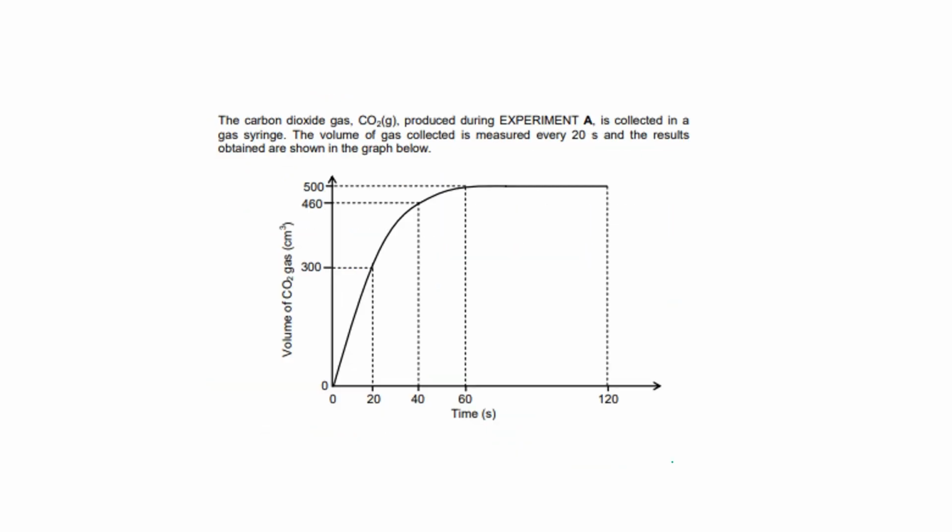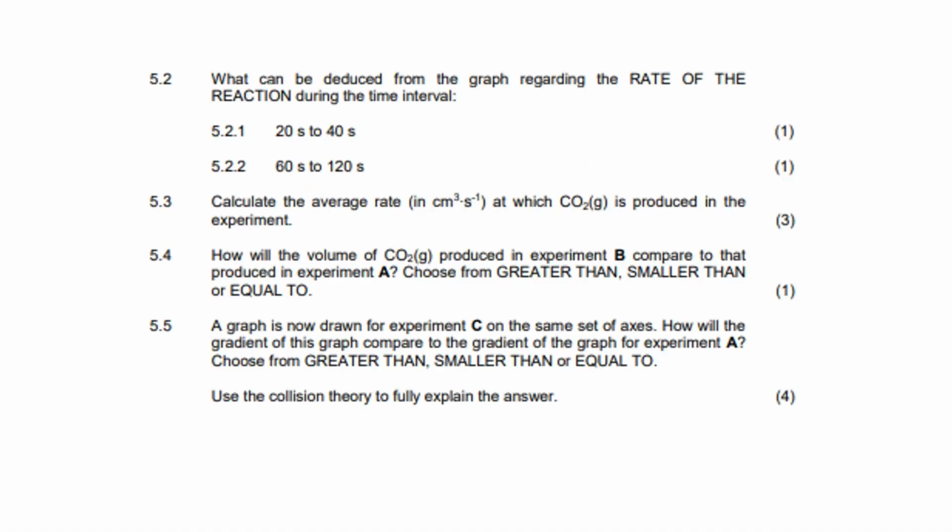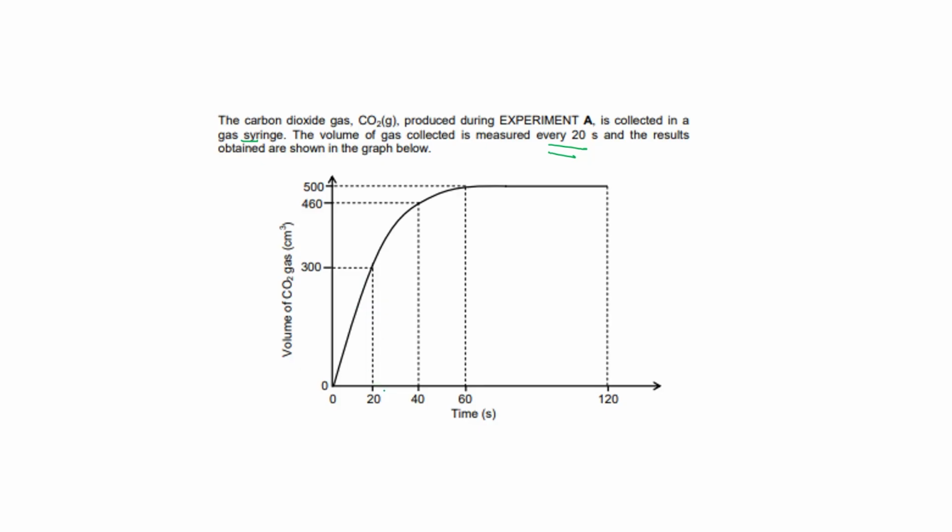Then they give us a graph. They tell us the carbon dioxide gas produced during experiment A is collected in a gas syringe. The volume of gas collected is measured every 20 seconds, and they give us the results here. Then they ask us, what can be deduced from the graph regarding the rate of the reaction during time intervals 20 seconds to 40 seconds. So we have 20 seconds to 40 seconds.